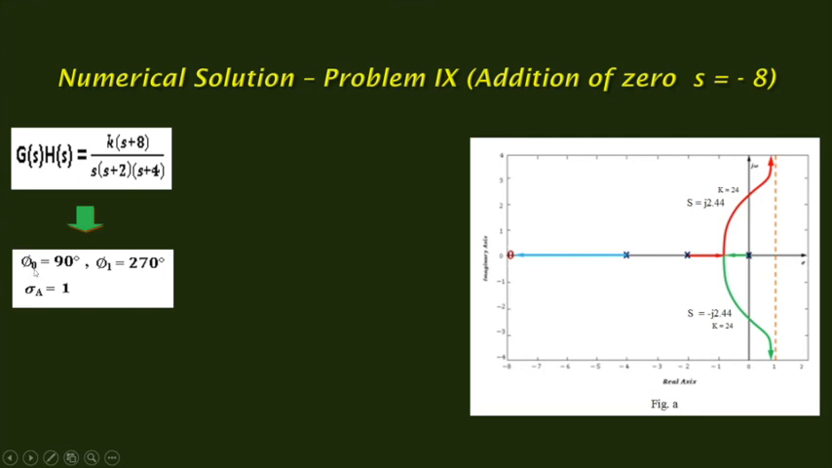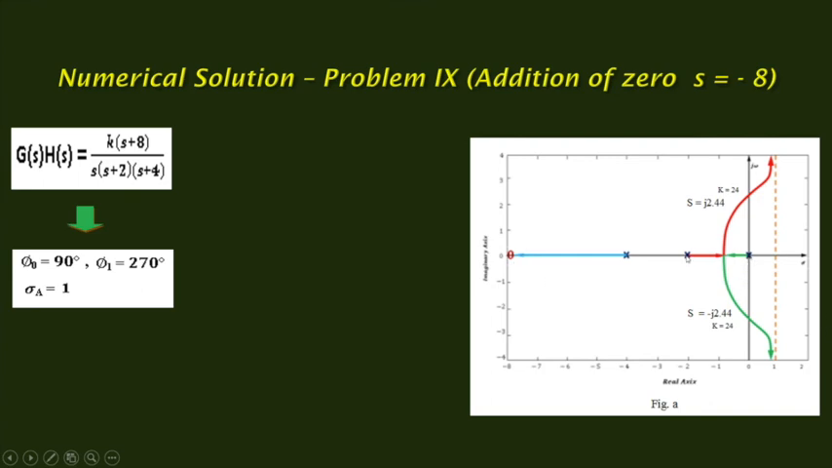Then if q equal to 0, then phi 0 equal to 90. When q equal to 1, then phi 1 equal to 270. Then calculate the centroid of asymptote. The centroid of asymptote is 1. Then this is the pole at the origin, another pole is at -2 and the third pole is at -4. And this is the zero at -8.